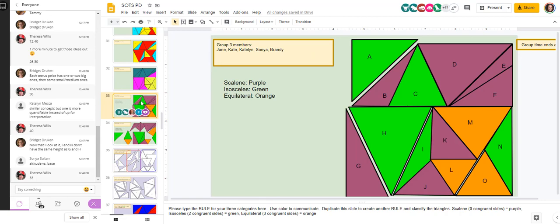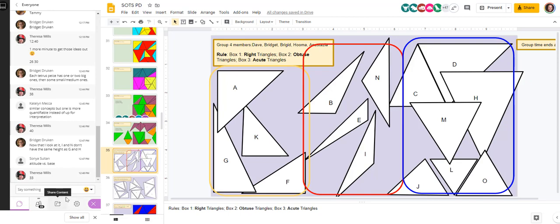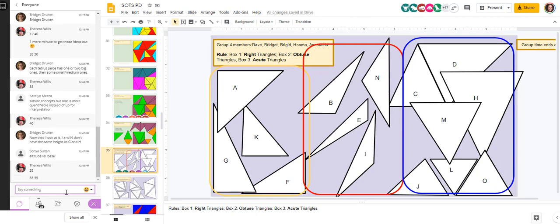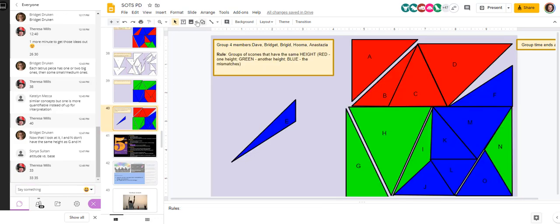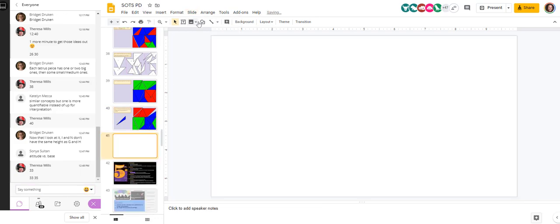Great definitions there. Let's compare that to slide 35. Group 4, what did you think about for slide 35? And everyone else is thinking, how are 33 and 35 similar and different? So they were looking at the lengths of the sides. We were looking at the angle measures. I believe we looked at right angles, obtuse angles, and acute angles in our 3 groups.